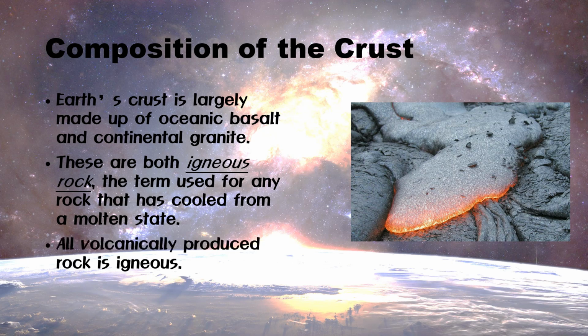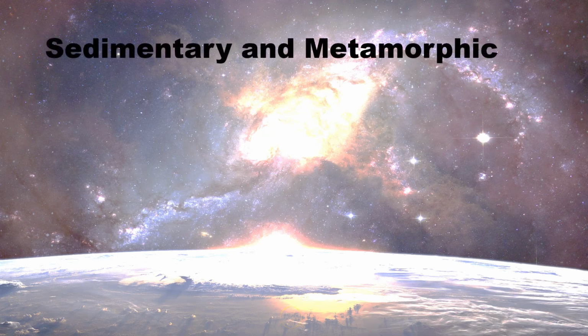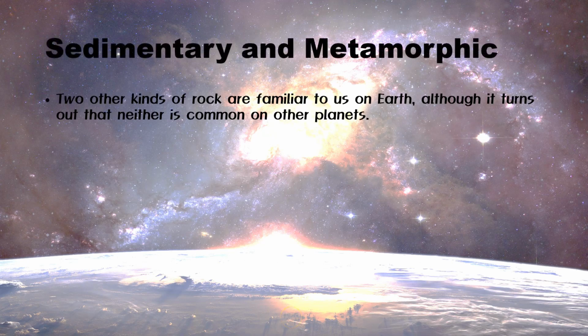Now, all volcanically produced rock is igneous rock, but igneous rock is not the only rock that is on Earth. We also have sedimentary and metamorphic rock, the other two kinds of rock that are familiar to Earth, although it turns out that neither is really common on other planets, and there's a reason for that.